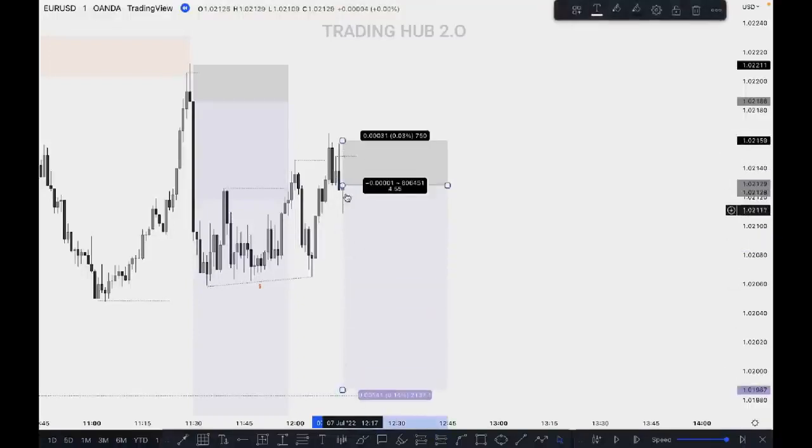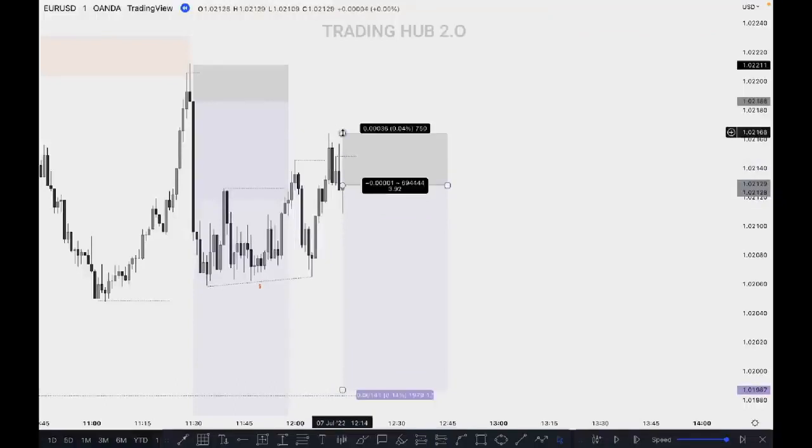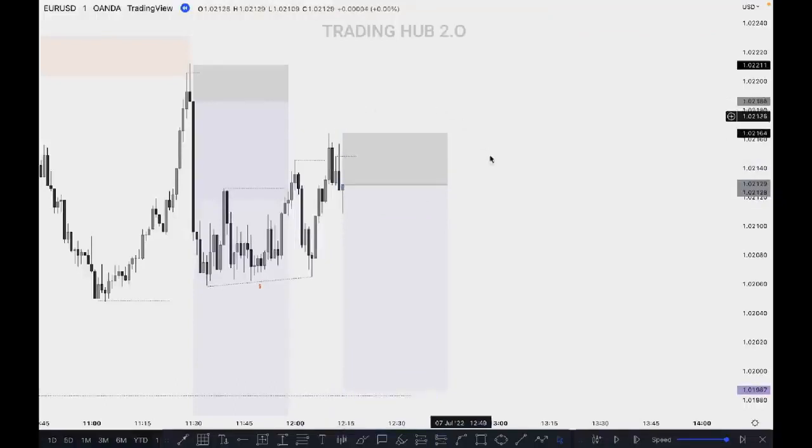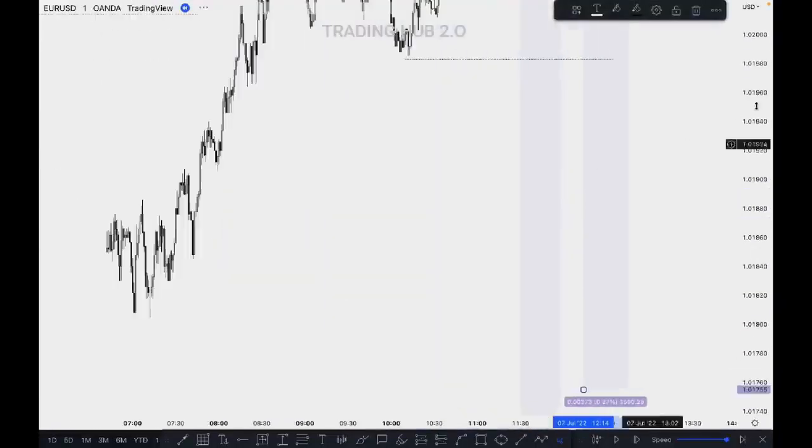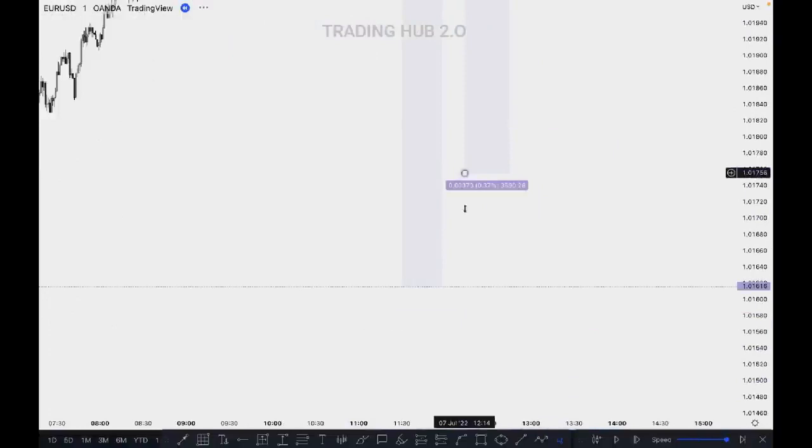And put the stop loss just above it, the safer stop loss is above it. And our major target is our M15 low, which is here, correct.